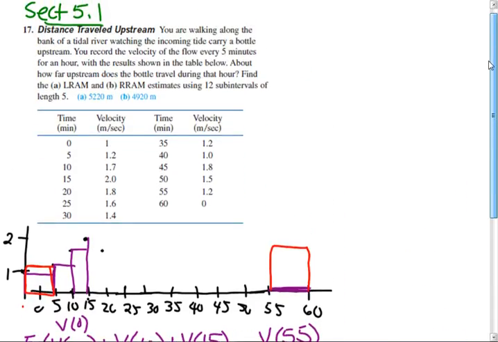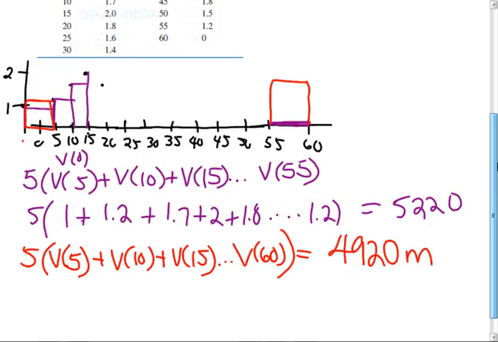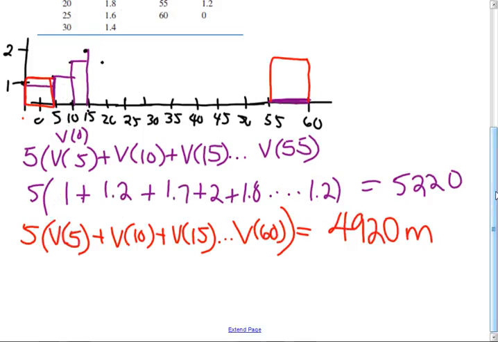Questions? No? Casey? I'm sorry. You guys can't hear. What? One was the left. This was LRAM. And this was on the right side. That's it.